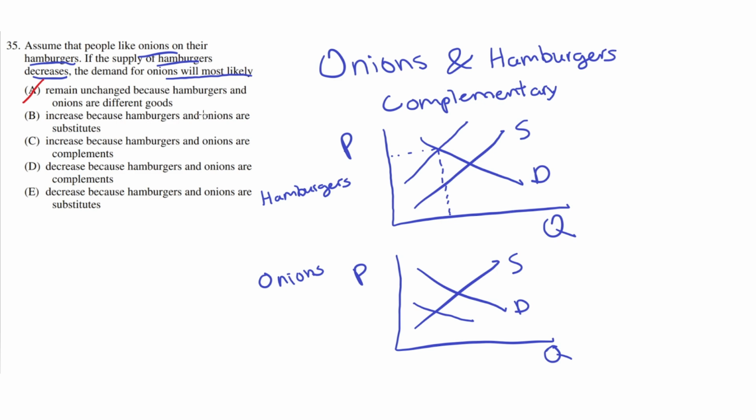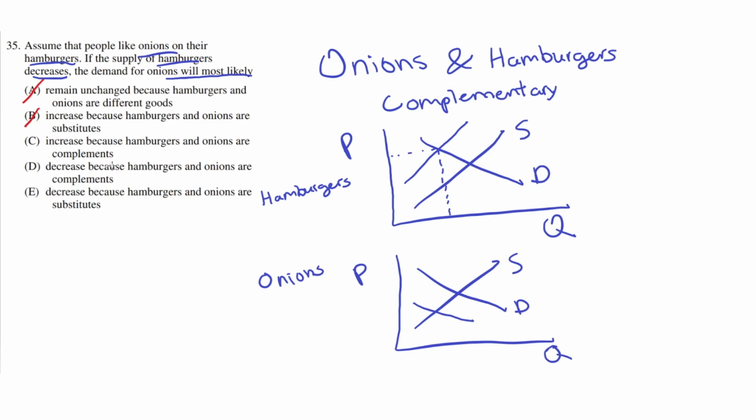B. Increase because hamburgers and onions are substitutes. This is incorrect because hamburgers and onions aren't substitutes. You don't choose to eat onions over hamburgers or hamburgers over onions. You eat them together, and therefore they are complementary goods, not substitutes. So B is incorrect.